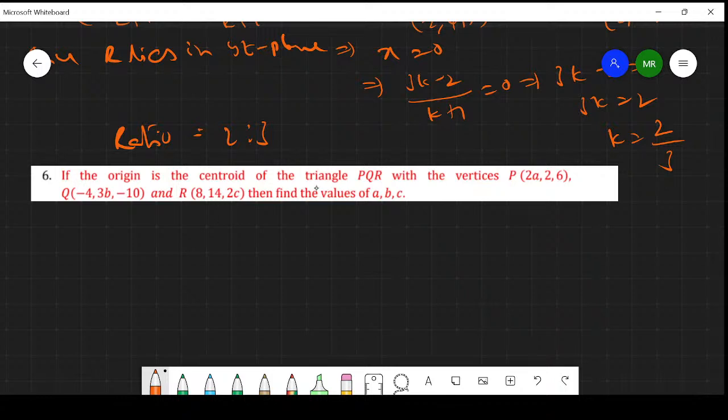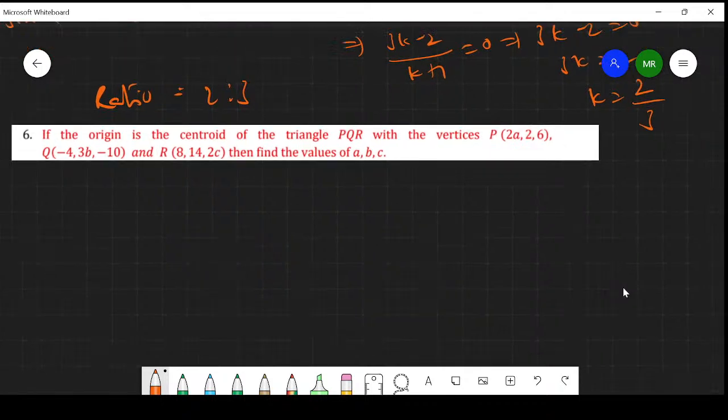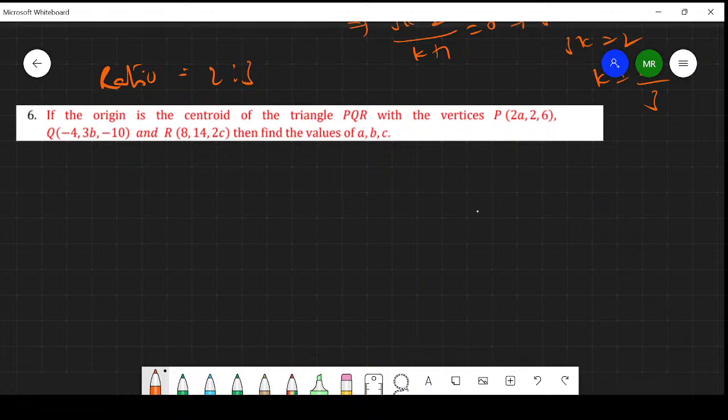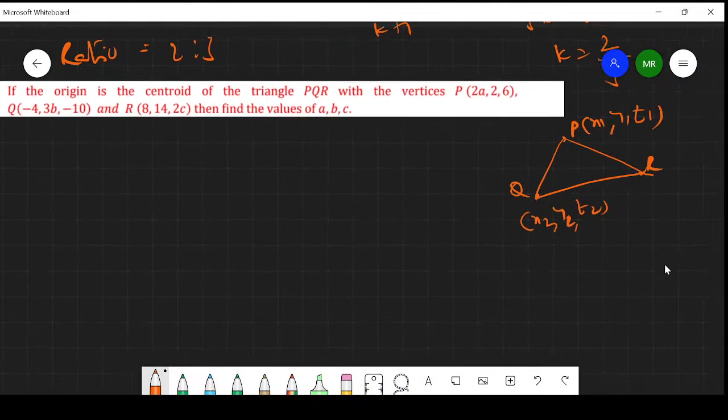If the origin is the centroid of the triangle PQR with given vertices, then find the values of a, b, c. When they are talking about the centroid in three-dimensional geometry, always use the centroid formula. Suppose a triangle is given with P (x1, y1, z1), Q (x2, y2, z2), and R (x3, y3, z3). Then the centroid is the point of concurrence of the medians.